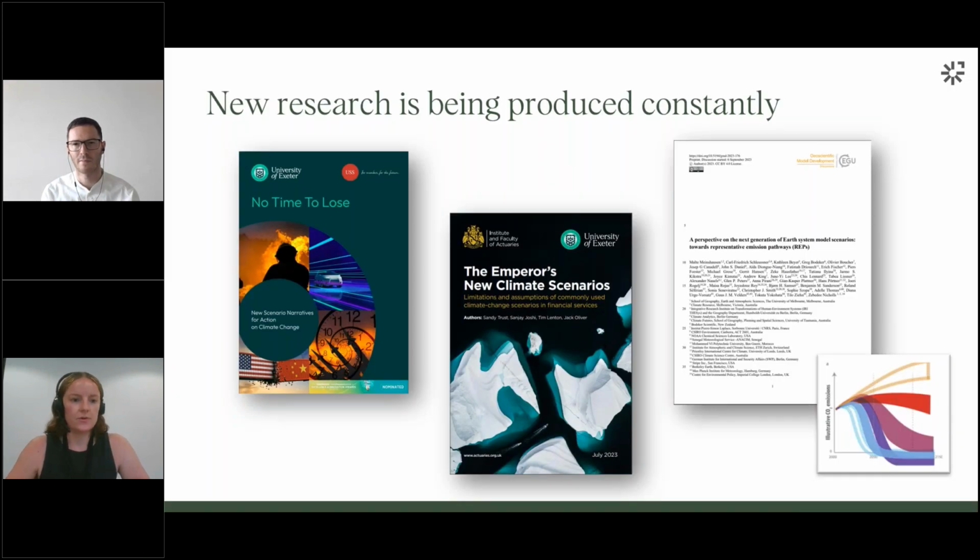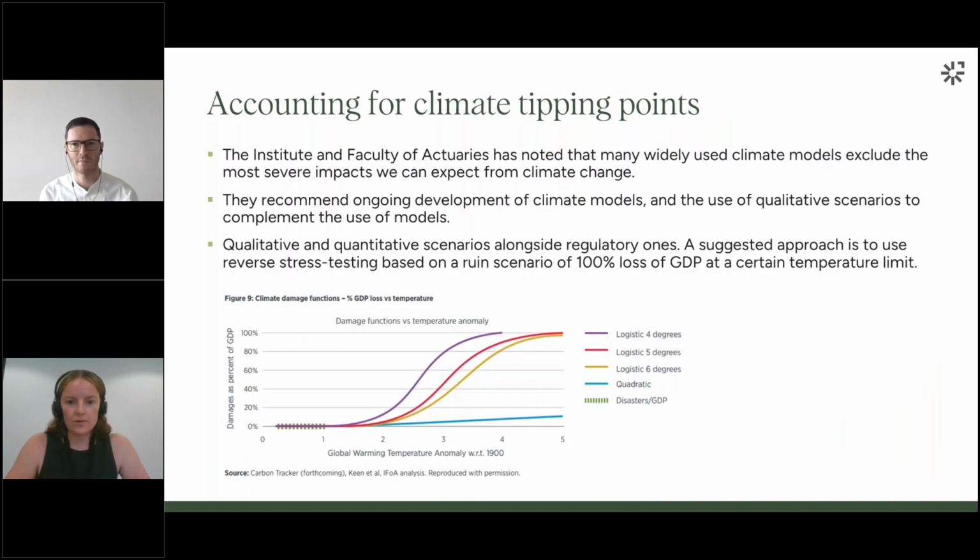Great, so I'll just talk through three pieces of research or commentary that have come out recently in particular. Next slide. The Institute and Faculty of Actuaries has brought out some commentary noting that many of the most severe impacts that we can expect from climate change aren't incorporated into some of the models being used for climate change scenario analysis. And the Earth may, in fact, warm faster than is actually being predicted. They note that climate change is really complex, nuanced, and characterized by deep uncertainty, and that it's essential that model users understand this. And so organizations should be using their own qualitative and quantitative scenario analysis alongside the regulatory models that are available, which Sam referred to earlier on.